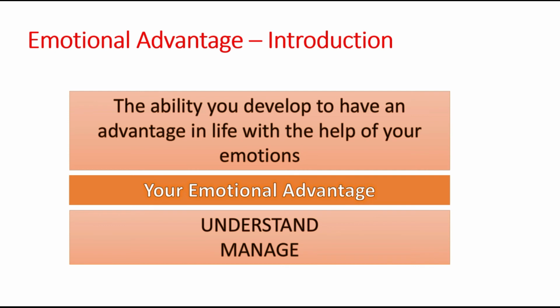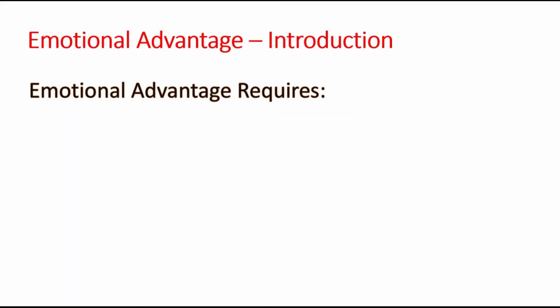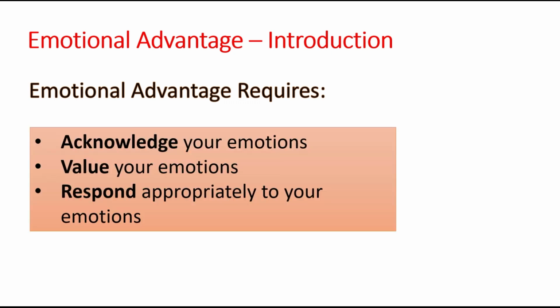Salovey and Mayer's definition of EI, or emotional intelligence, highlights the need to understand emotions and to regulate emotions to promote personal growth. Goleman's first two components of emotional intelligence also highlight similar skills: self-awareness, the ability to recognize and understand personal emotions, and self-regulation, the ability to regulate and manage your emotions. Having understood this, the basic requirements for a strong emotional advantage foundation become clear. You will need to be able to acknowledge your emotions by recognizing and understanding them, value your emotions for the benefits they offer, respond appropriately to your emotions by using the information and energy they provide.